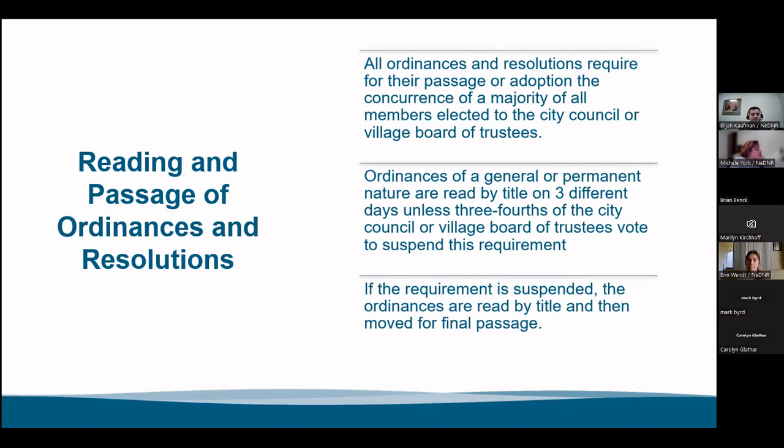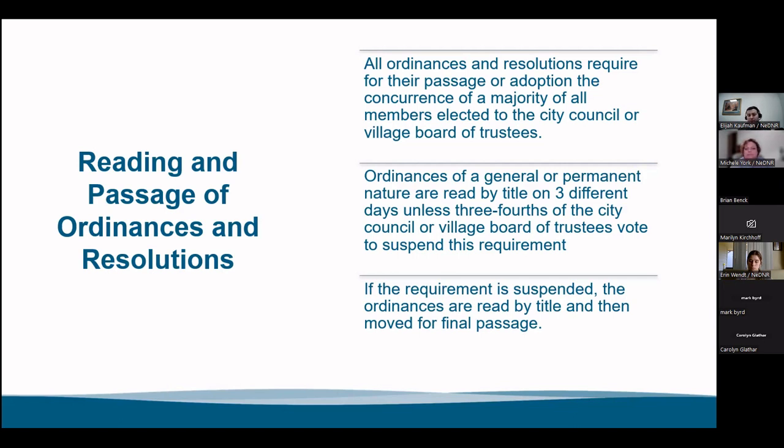So this is in regards to reading and passage of ordinances and resolutions. All ordinances and resolutions require for their passage or adoption the concurrence of a majority of all members elected to the City Council or Village Board of Trustees. So this has to be a majority of your elected officials, not necessarily the majority of a quorum. For example, if you have 5 members of your council and 3 people attend, that's a quorum. You need the majority of all 5 members in order to agree on the passage or adoption.